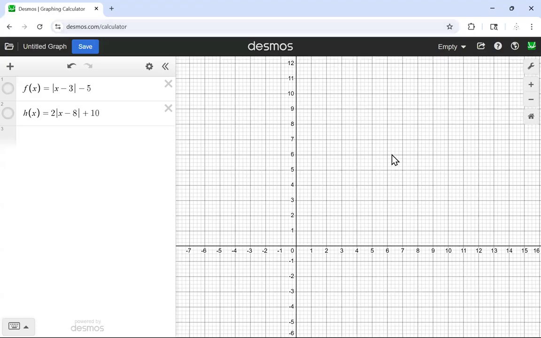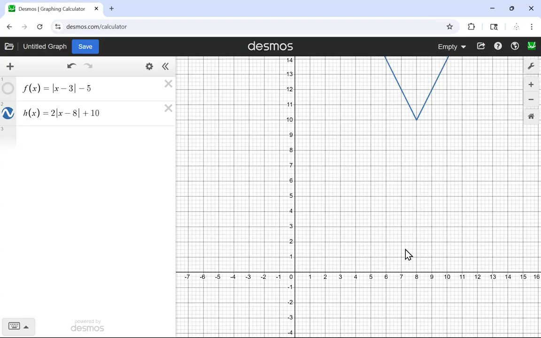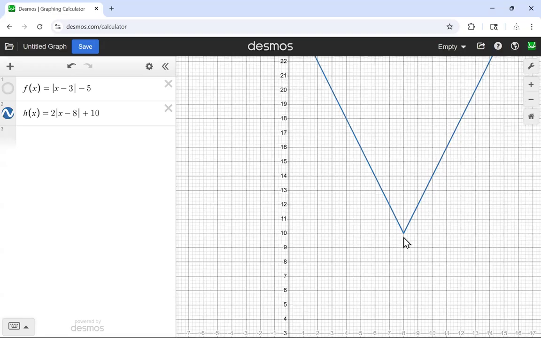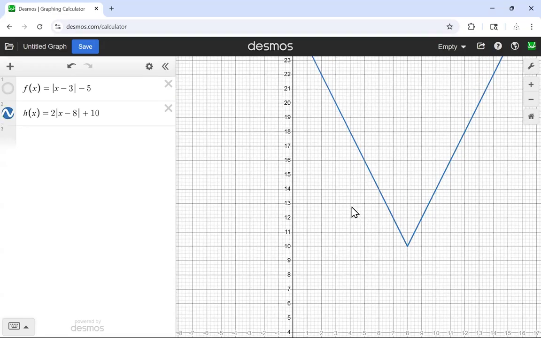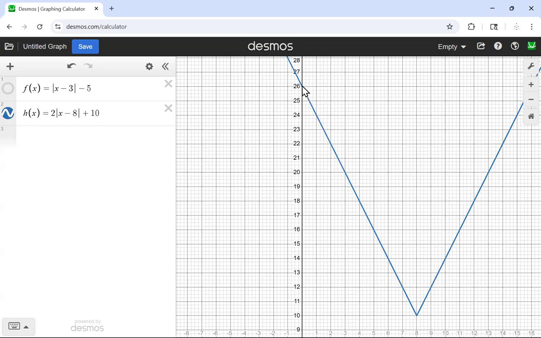Like I said earlier, I'm just going to utilize technology to graph this. We have 2 times absolute value of x minus 8 plus 10. So we knew our vertex was at 8, 10, and then it was going to go up by a vertical stretch of 2, so a little bit steeper than usual. And we get this. Again, vertex here is at 8, 10. And if I scroll over, we can see that it does hit the y-axis at the point 0, 26, just like we said. So those were our 2 influential points.